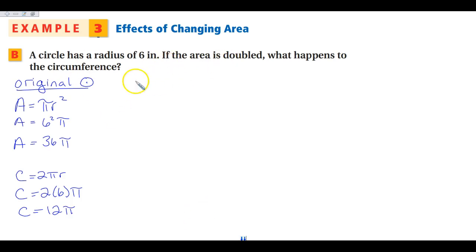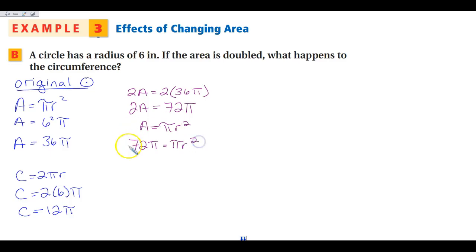All right, so now I'm doubling my area. So 2 times my area is going to be 2 times that original 36 pi. So my doubled area is 72 pi. So what I want to know is, with my doubled area, what is my new circumference? Or what is my new radius, excuse me. So my area is pi r squared. I know that my area is 72 pi.